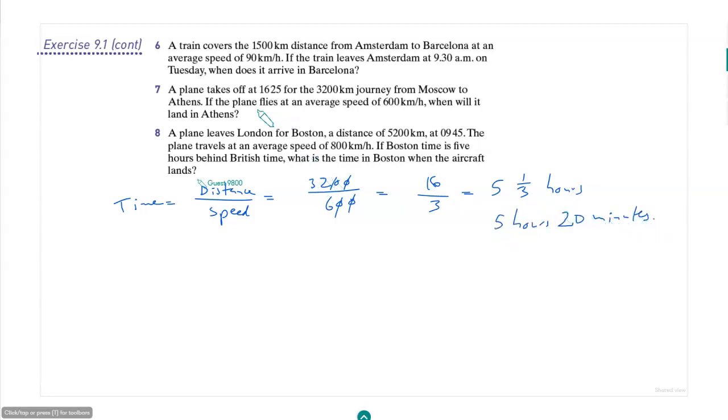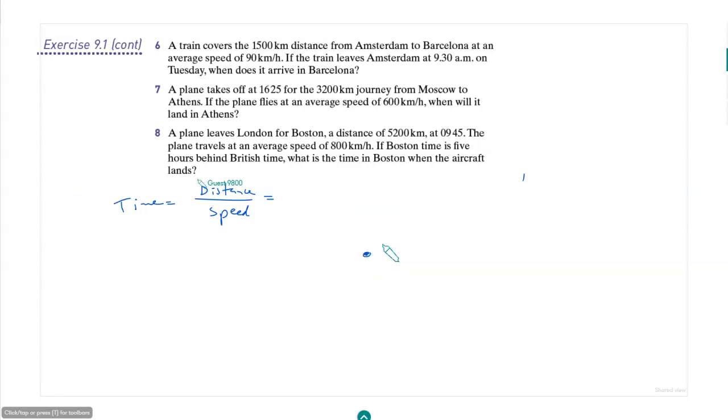So if it takes off at 16:25, when will it land? 16:25 plus 5 hours and 20 minutes, right? Yeah, so it will be 21:45, right? So that is when the plane lands at Athens, right? Number 8 is interesting. Can you try number 8?